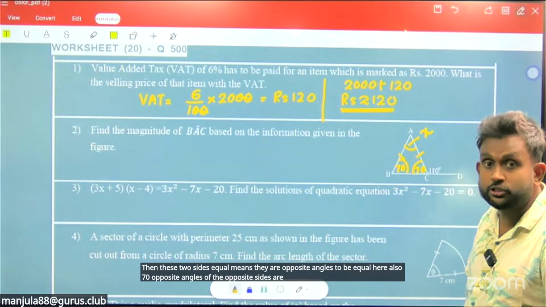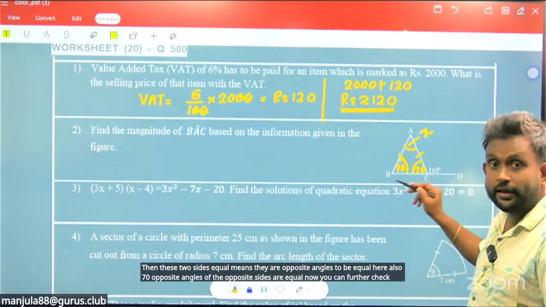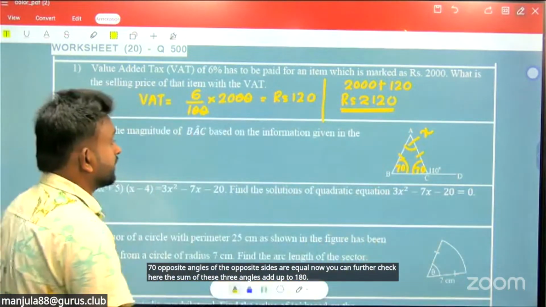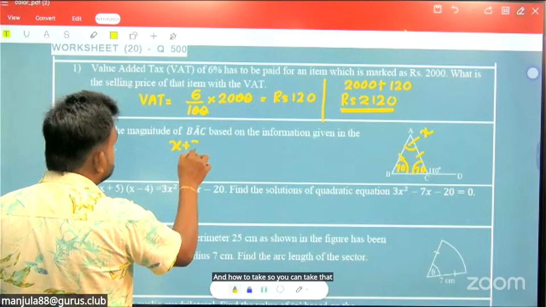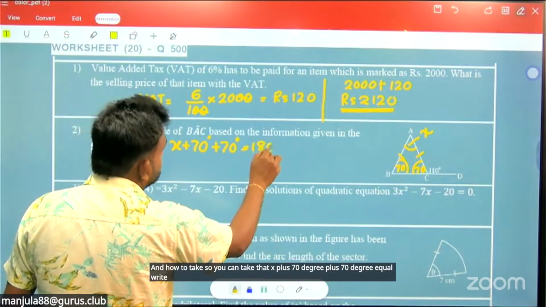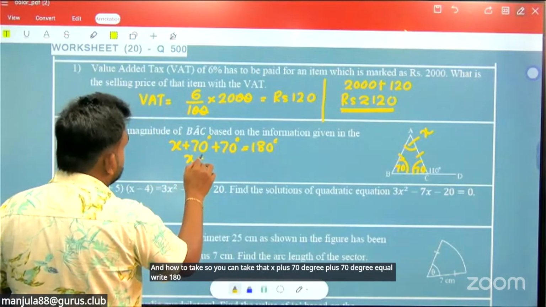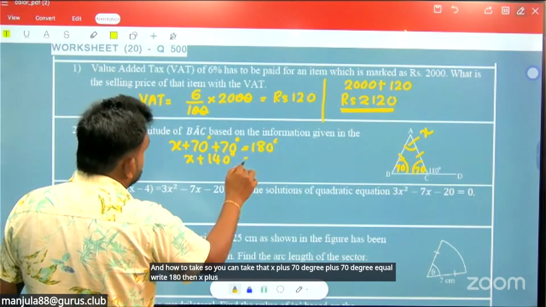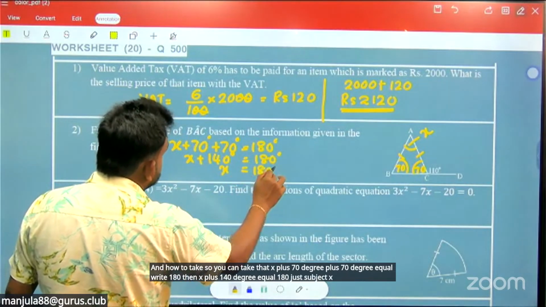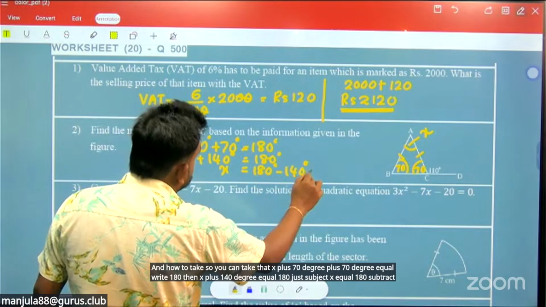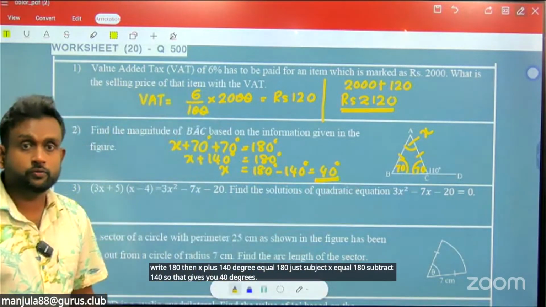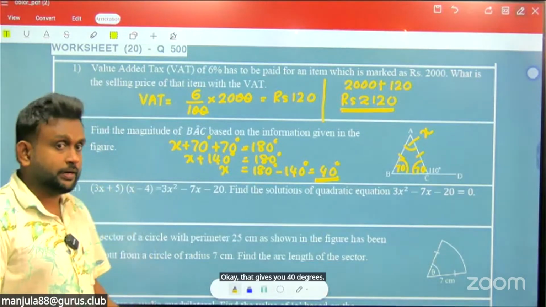Now you can further check. Here the sum of these three angles adds up to 180. So you can take x plus 70 degrees plus 70 degrees equal to 180. Then x plus 140 degrees equals 180. Just make x the subject: x equals 180 subtract 140. So that gives you 40 degrees. Okay, that gives you 40 degrees. So that's the understanding.